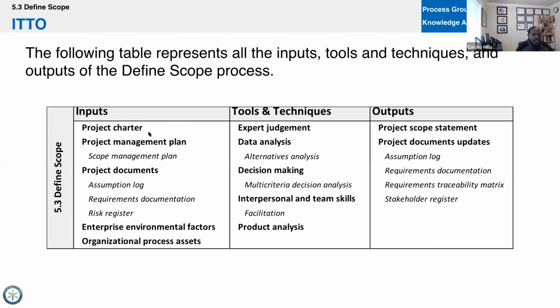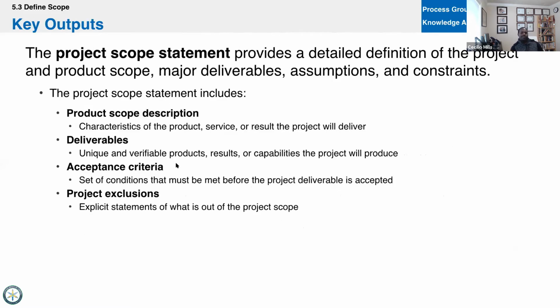Here are the ITTOs we're going to look at. Charter, plan, documents, EFs, no PAs. We'll use our expert judgment. We'll analyze the requirements. That's the data. We'll make decisions. We'll use our skills to facilitate this. Or if we're creating a product, we'll analyze that. And then in the end, we'll facilitate the development of a scope statement. And we may update some documents based on what we do. So let's see what that looks like.